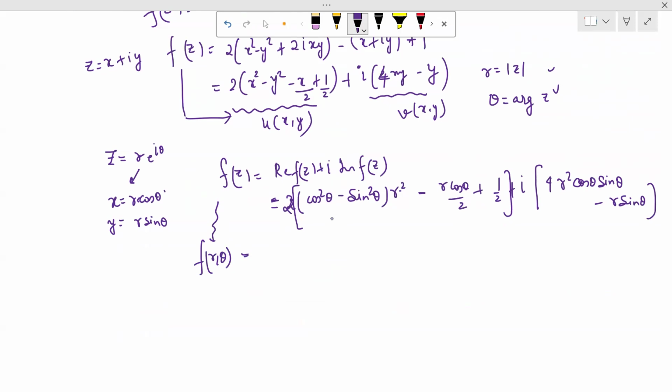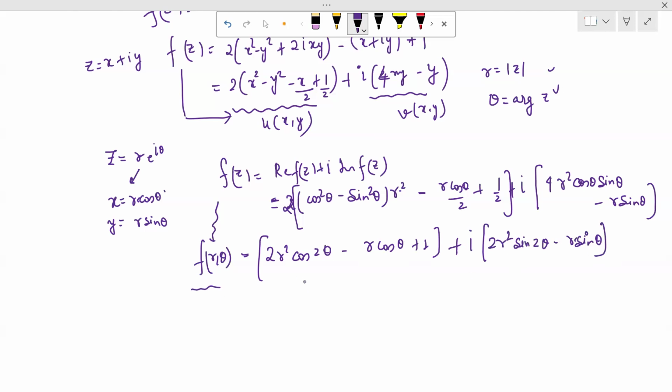So 2 times cos square minus sine square, you already know this is cos 2 theta. So this is 2 r square cos 2 theta minus r cos theta plus 1, plus iota. And you know that this is 2 sine theta cos theta, sine 2 theta. So I'll simply write 2 r square sine 2 theta minus r sine theta. So this is how you can express your function in form of r and theta also.